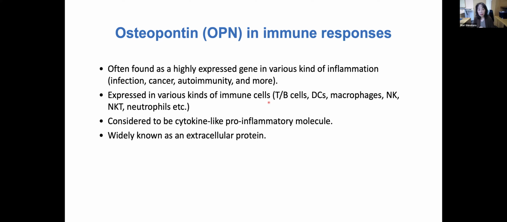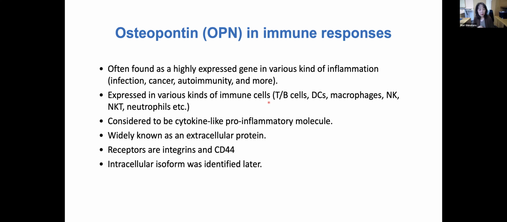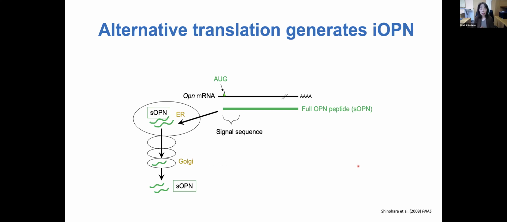And osteopontin is widely known as an extracellular protein. I would say more than 90% of osteopontin studies, even 95% or more, are about extracellular OPN. Once osteopontin is secreted from the cells, it can be detected by receptors such as different kinds of integrins, and CD44. But there is also an intracellular isoform of OPN. So in this talk, I'd like to call the extracellular protein sOPN for secreted OPN, and the intracellular OPN iOPN.